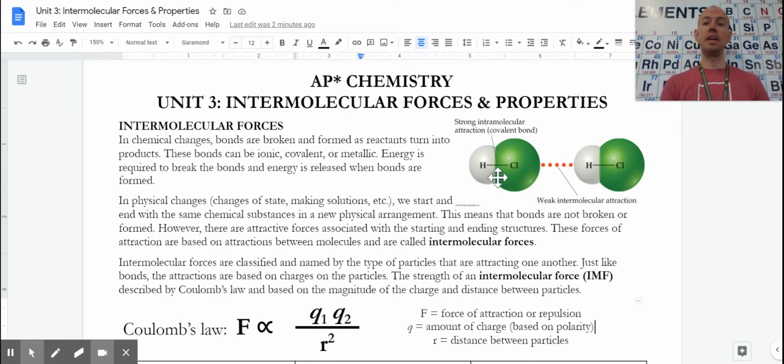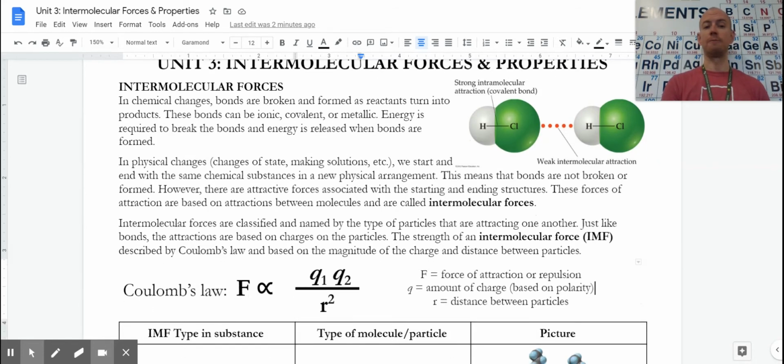The bond within, or the attraction within, a molecule would be a bond, or an intramolecular force. Here we are focusing on inter, or between two molecules, intermolecular forces. Intermolecular forces are often abbreviated as IMFs, and depending on what type of compound or molecules we have, the IMFs that we experience are different.